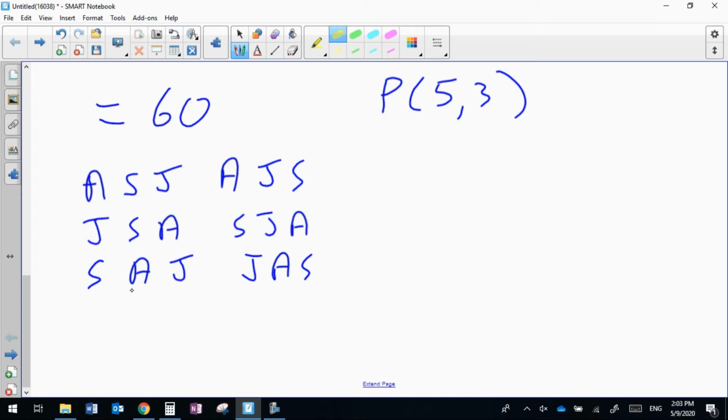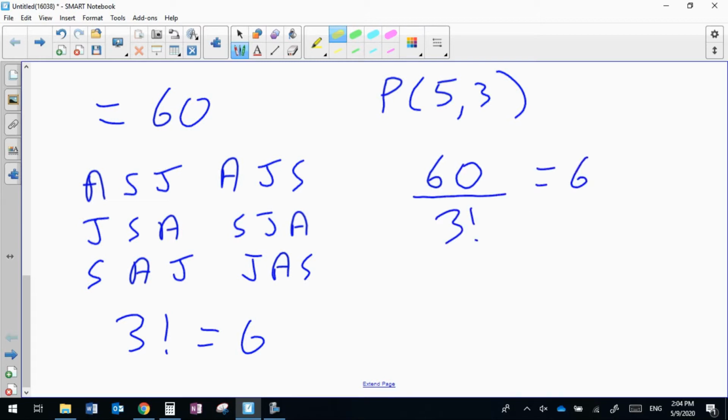Because for every group of 3, there are 3 factorial ways of arranging those 3 letters. So really, the correct answer is 60 groups divided by 3 factorial. Or really, there are only 10 different, we call it a combination. 10 different group combinations are possible for our answer.